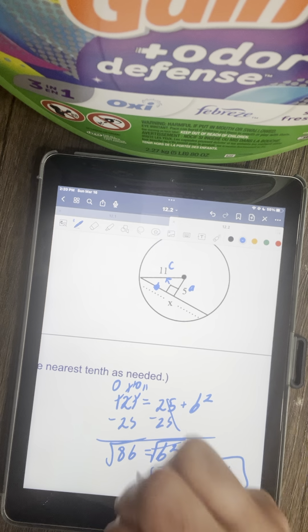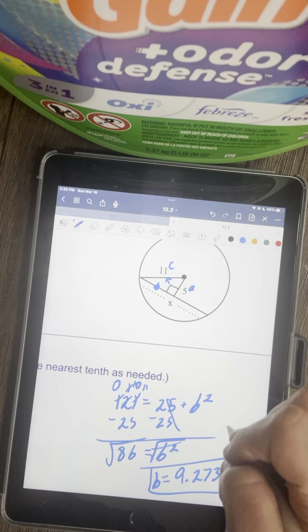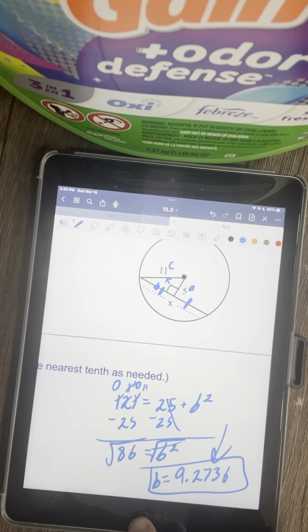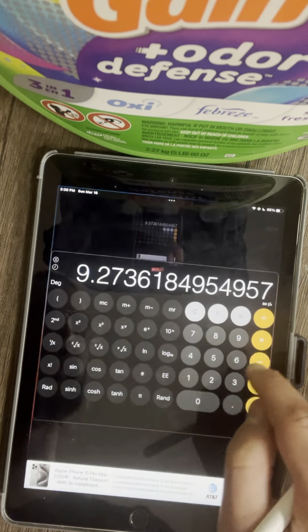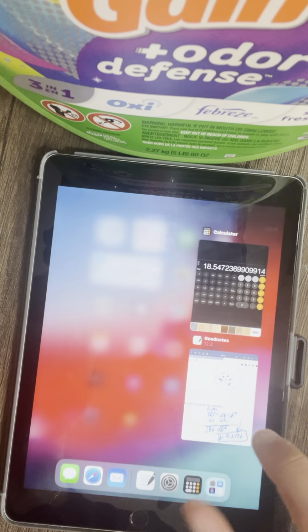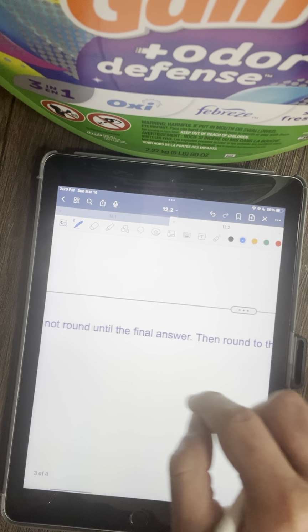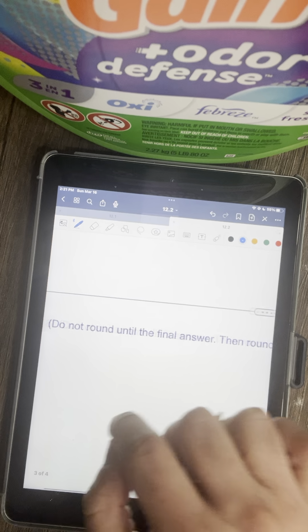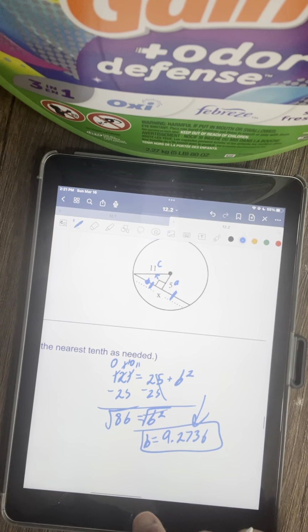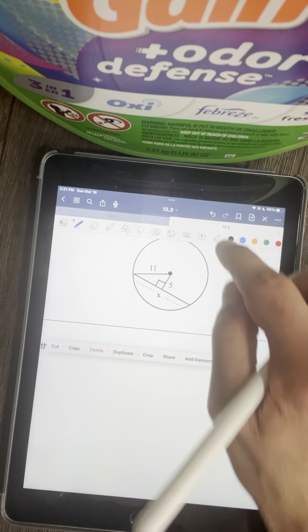But is this my final answer? No, because I want to multiply this number by 2 to give me my entire x. So let's multiply that by 2. So my final answer should be 18.5. And is it? Uh-oh. Let's see if I did something wrong. I feel like I did something wrong with this right here.